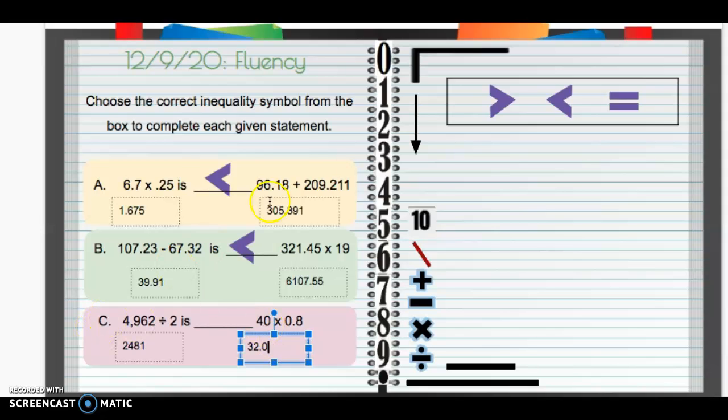And then we have to figure out which one's the larger. And the alligator is eating the division problem. And that is fluency for today. It's going to take you some time. However, we are all pros at fluency, all right?